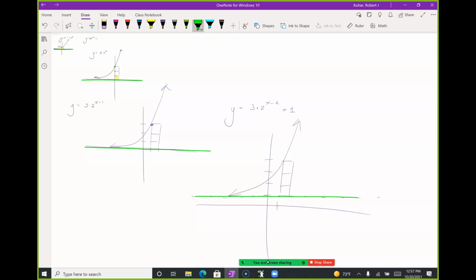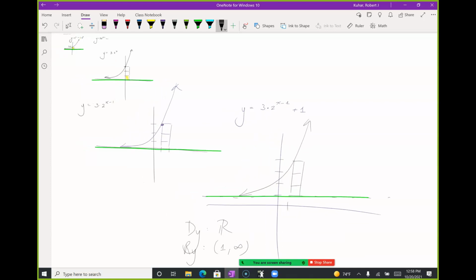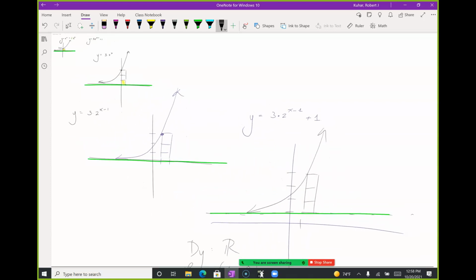Up 1. So now all of a sudden my domain, right? This domain is still everything, but the range is 1 to infinity. So I'm going to just be looking at how I'm transforming a particular function and then move everything. Look at it, it's a family tree.